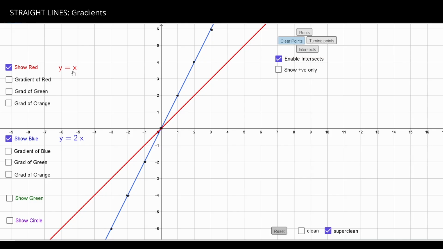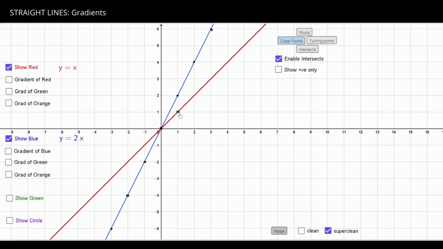It's just that we don't write it. It's the number 1. So we've got two lines here of two different gradients. They're both positive gradients, yes. But how would we measure the gradient from the lines we're given?